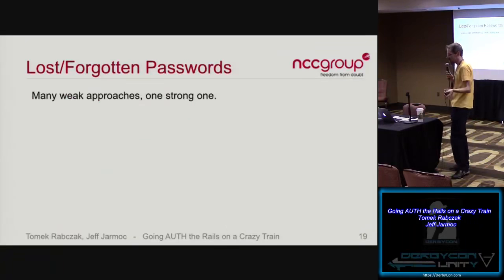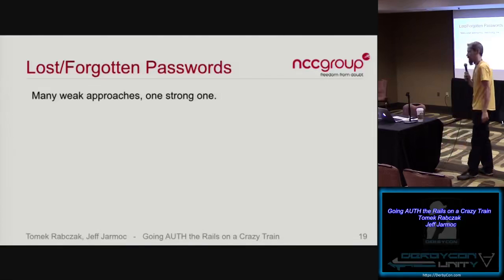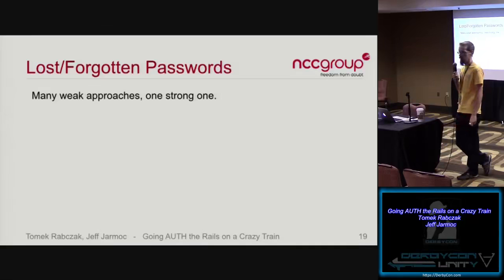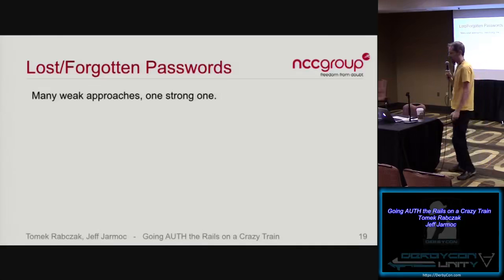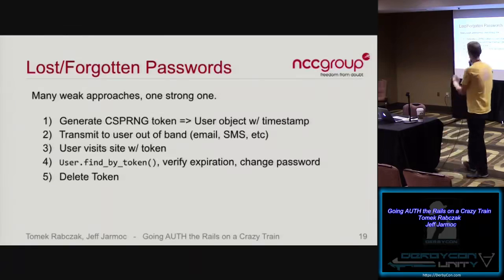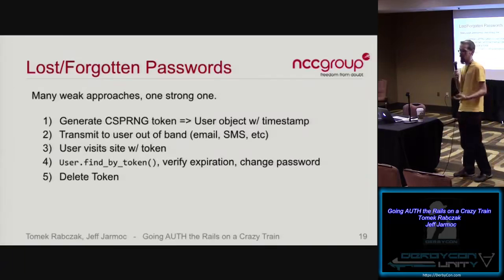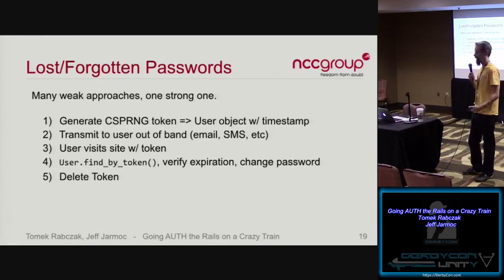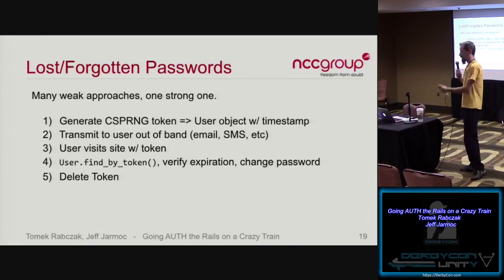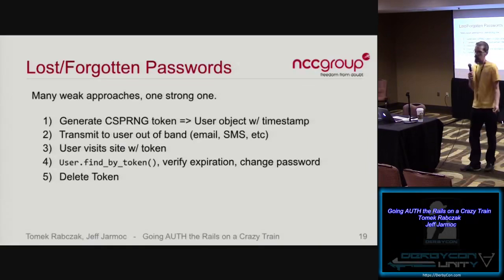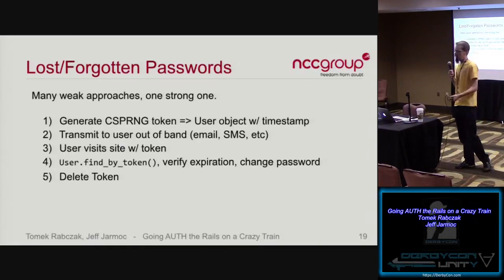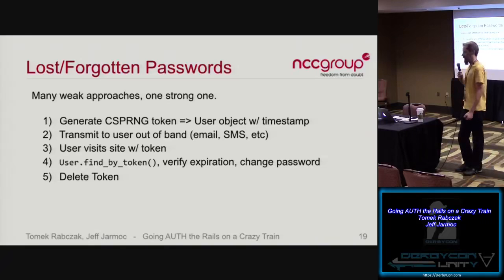I mentioned lost, forgotten password recovery is kind of difficult. There's a lot of different approaches people use to handle this. Most of them are kind of poor in one way or the other. There's really only one approach that I'm fond of, and that's this process. Generate a random token, and you want to make sure that it's generated with a cryptographically secure random number generator, so it's not predictable. Store it in the user object along with the timestamp of when it was created. Send it to the user out of band from the application. So this is the usual: you get an email with a link that says, click here to reset your password.